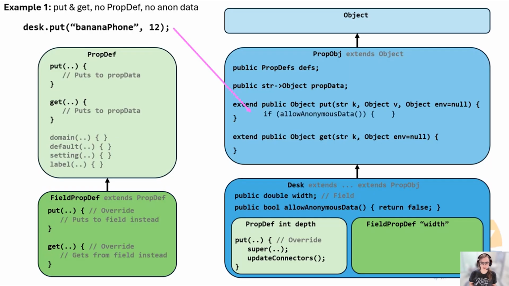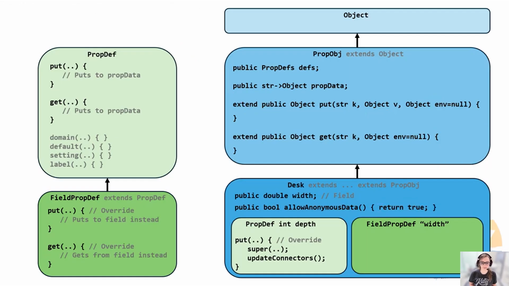Then it's going to see, hey, do you allow anonymous data? My desk does not allow anonymous data. So therefore, the value is just going to be trashed. It is silently going to just be discarded. That value isn't going to go anywhere.